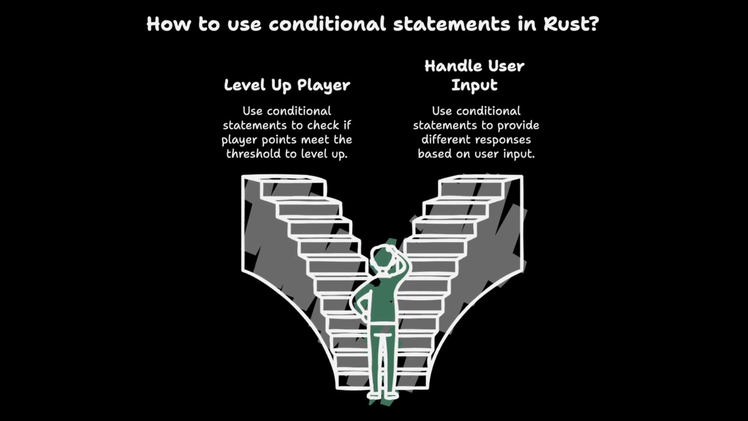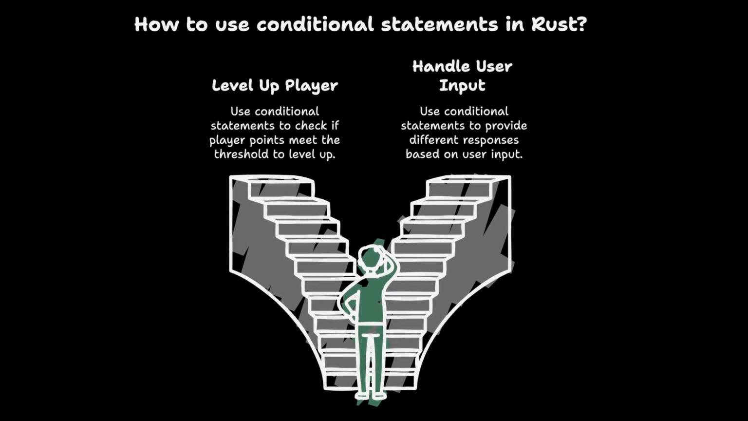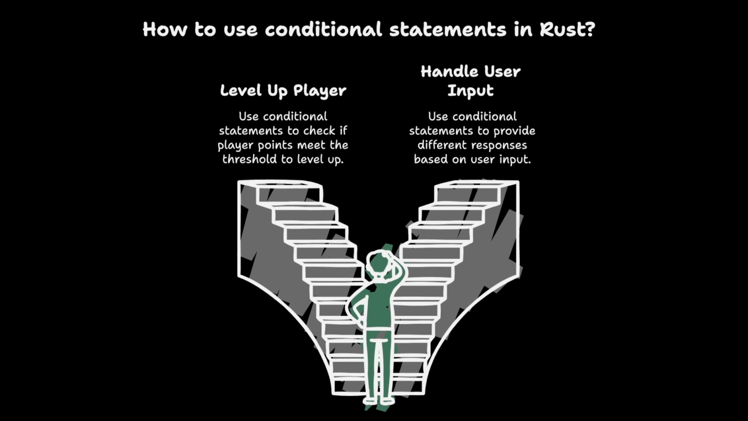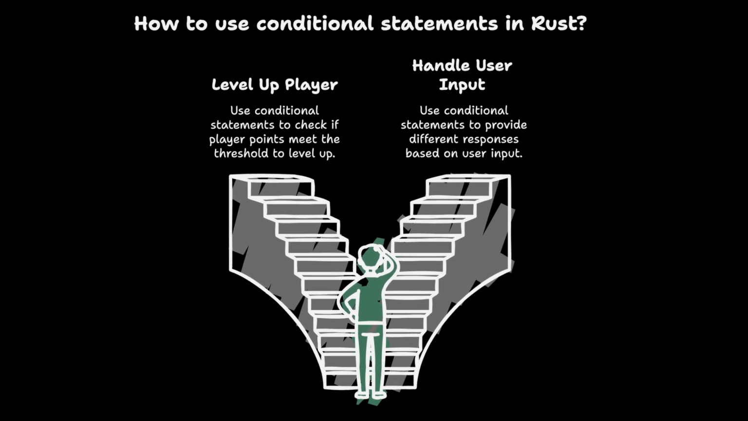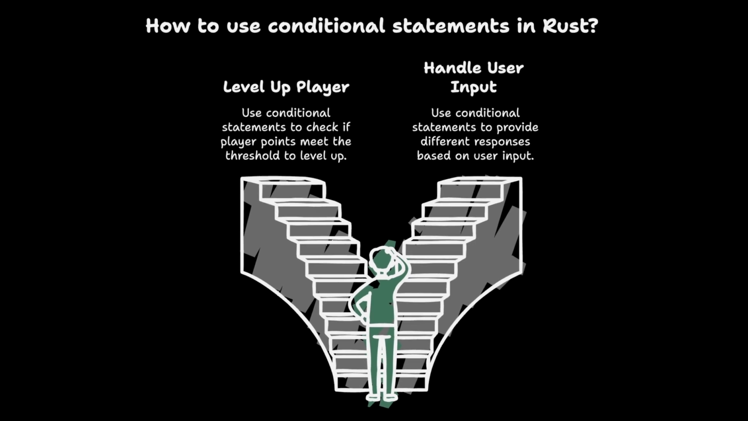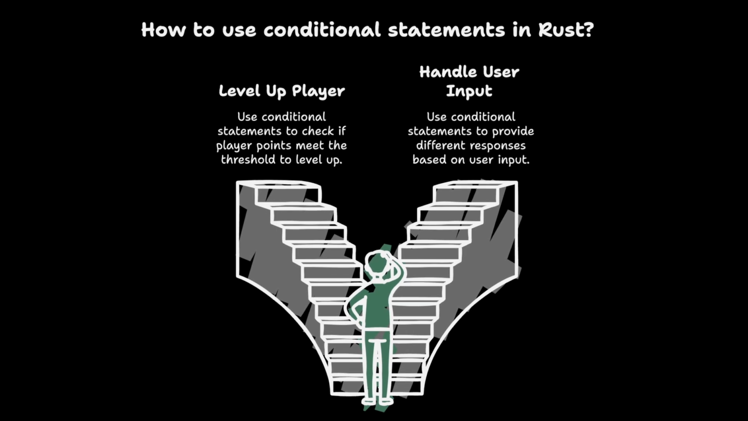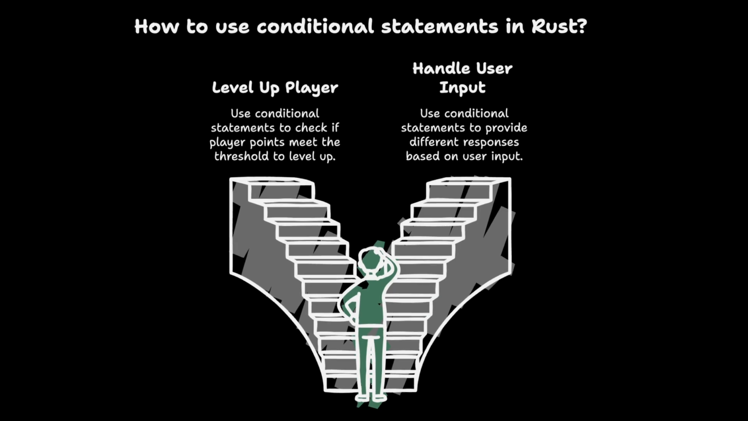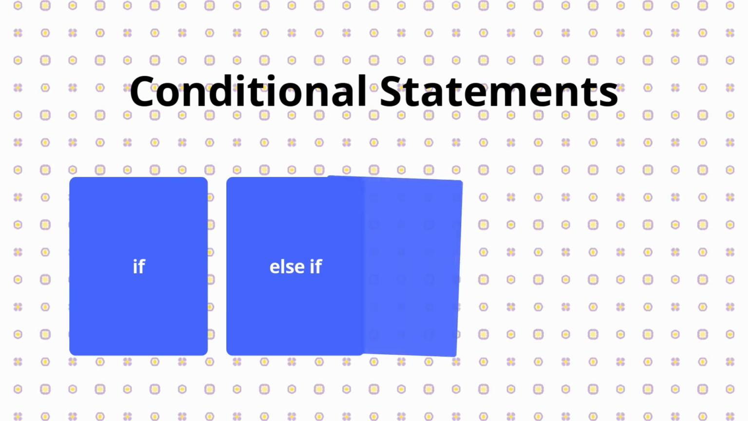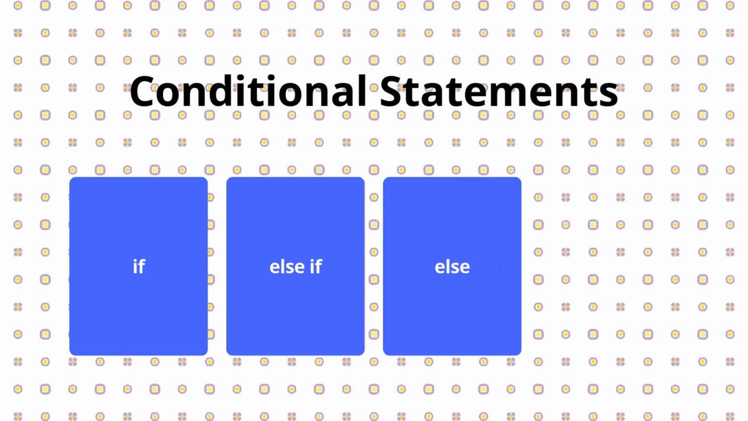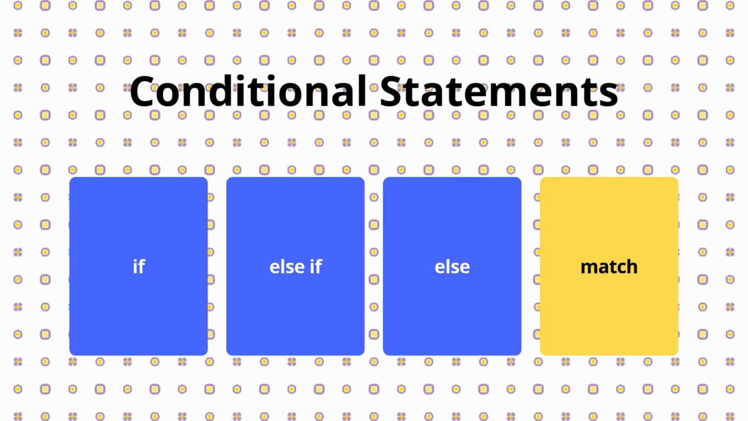Imagine you're writing a Rust program, and you need your code to make decisions. Maybe you're building a game and want to check if a player has enough points to level up. Or maybe you're handling user input and need different responses based on what they type. How do we do that? With conditional statements. In this video, we're diving deep into Rust's if and else conditions, and we'll explore pattern matching with match, one of Rust's most powerful features.